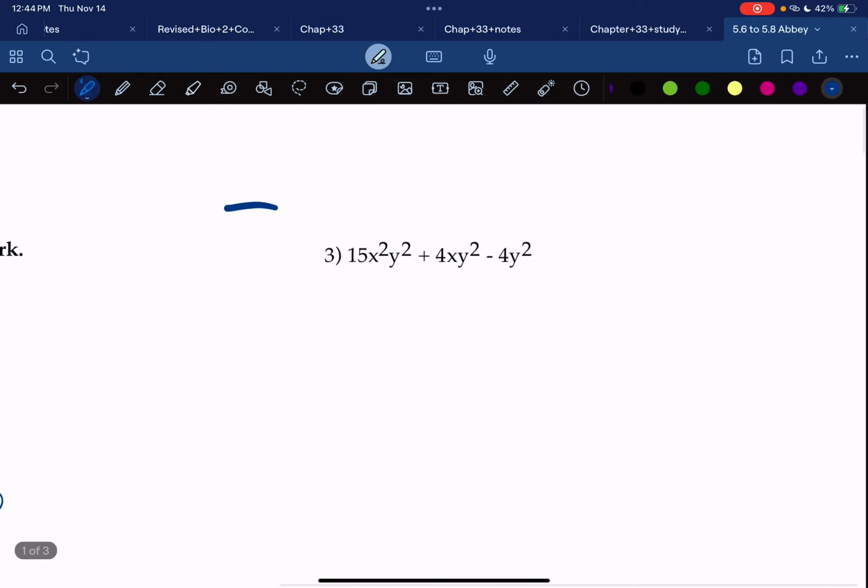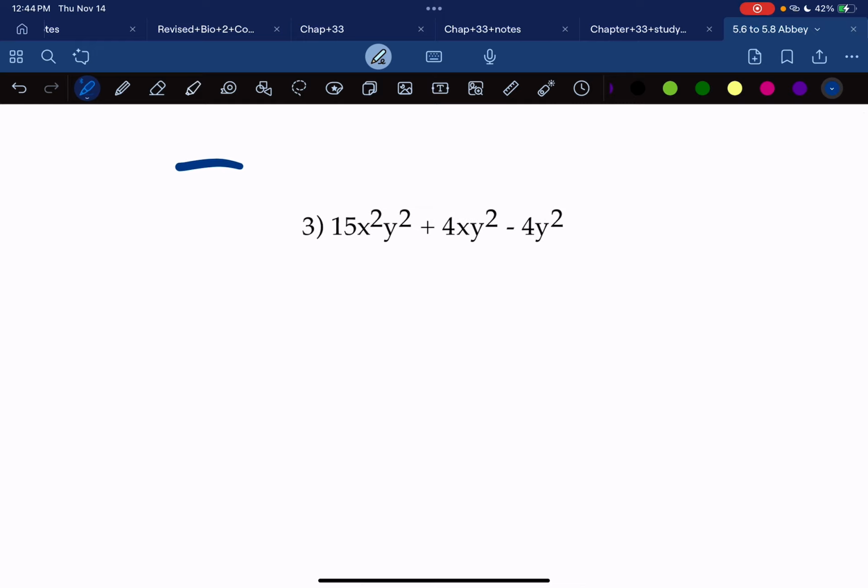Let's go over to number 3. For number 3, we have to find the greatest common factor. In this case, we don't have a number that can go into all of these, but we can use y squared because we can factor out a y squared in all of these terms. So let's put y squared out front because that is what we're factoring out, and then we can do 15x squared, because this y squared gets completely factored out, plus 4xy squared, once again completely factored out, minus 4 because the y squared is completely factored out.